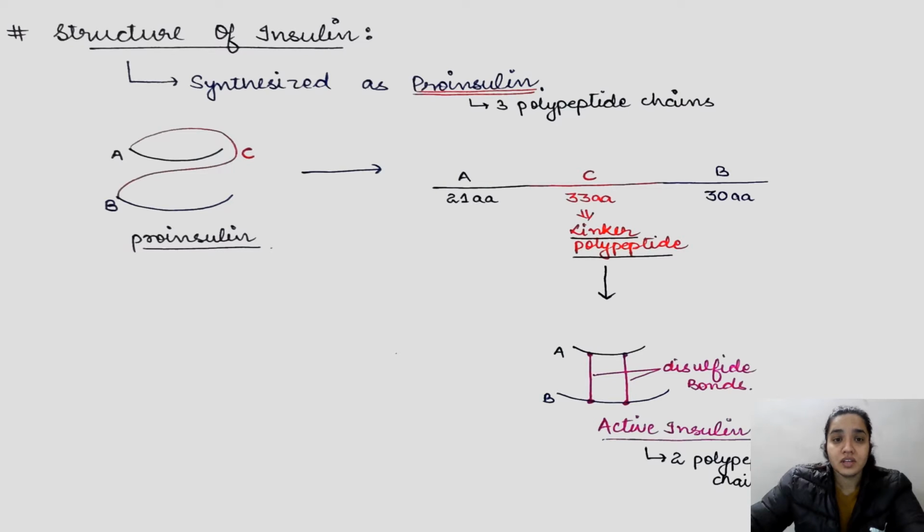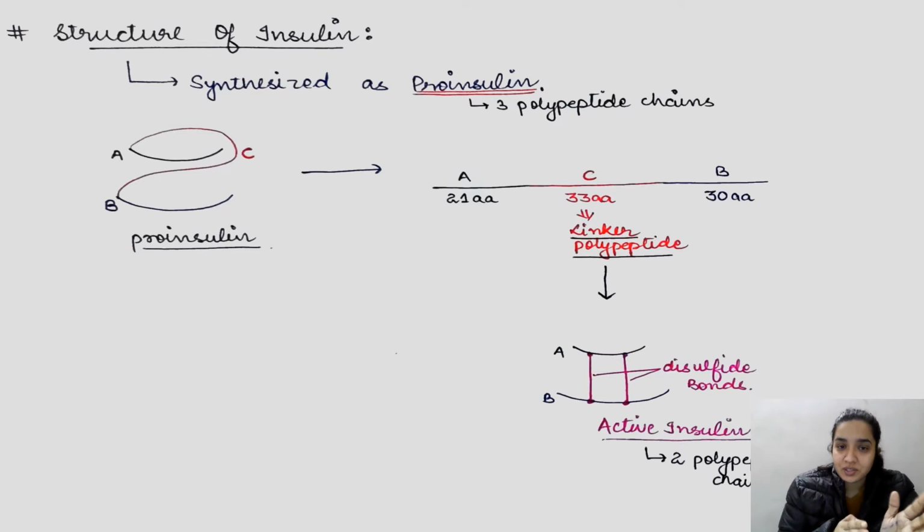Insulin in our body actually is not synthesized in its active form. Rather, it is produced as proinsulin. Proinsulin is the inactive form of insulin which needs to be activated first. As I've already told you, insulin is a protein hormone, and we know that proteins need to attain a specific structure to be functional. Same is the case with proinsulin.